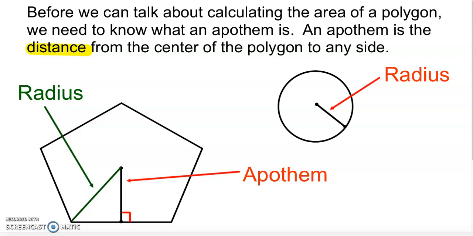A segment that goes from the center to a vertex is called a radius, kind of like the radius of a circle. If I drew a circle all the way around this polygon, the circle would touch here, here, here, here, and here. So the radius would be this segment here that goes from center to vertex. Now this segment going from center to side, and it's always a 90-degree angle here, is called the apothem. So the radius is always longer than the apothem.